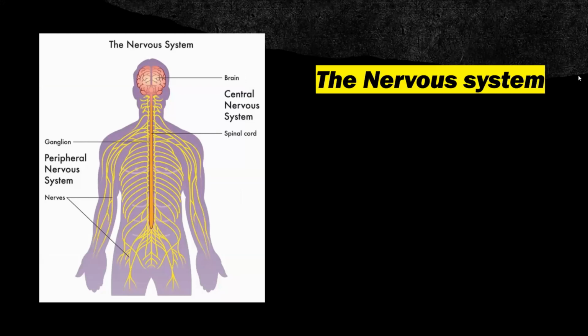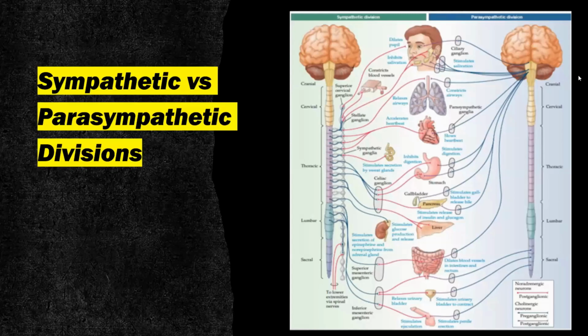So the basics. The nervous system is the control center of the body. It is divided into the central nervous system and the peripheral nervous system. The central nervous system is made up of the brain stem and the spinal cord. The peripheral nervous system is made up of the ganglia, which are clusters of nerve bodies, and the nerves. The peripheral nervous system is further divided into the somatic or voluntary nervous system and the autonomic or involuntary nervous system. The autonomic nervous system is further broken down into the sympathetic or activating and parasympathetic or deactivating nervous system.